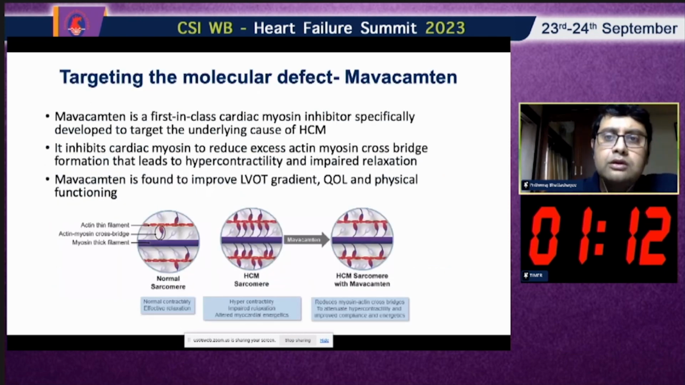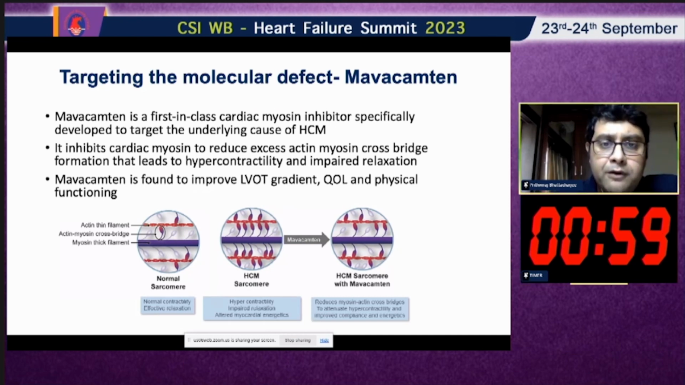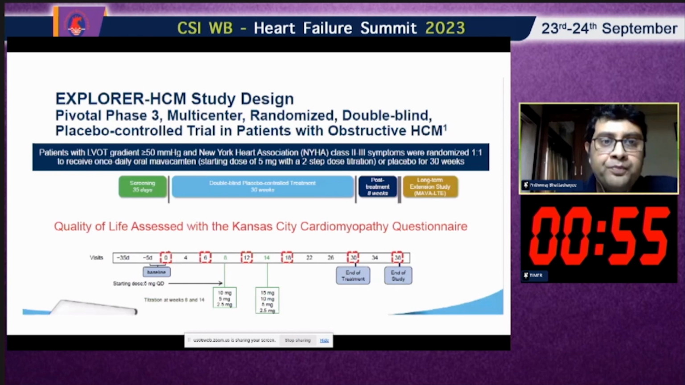So the new molecule on the block is mavacamten. It's a first-in-class cardiac myosin inhibitor specifically developed to target the underlying cause of HCM. It inhibits cardiac myosin and reduces excess actin-myosin cross bridges. It is found to improve the LVOT gradient and quality of life. And in EXPLORER-HCM, it was evaluated.